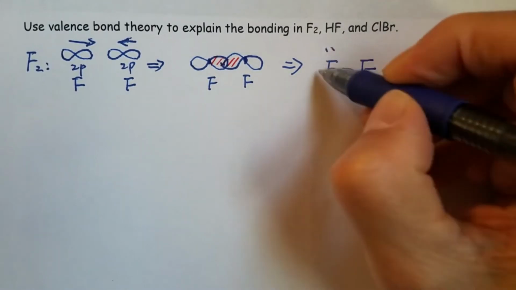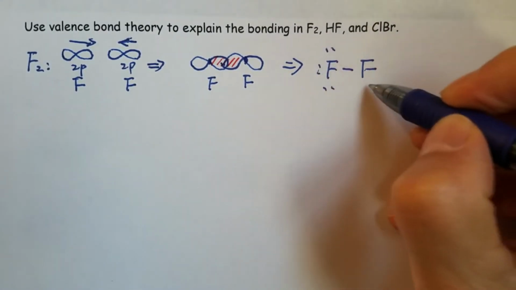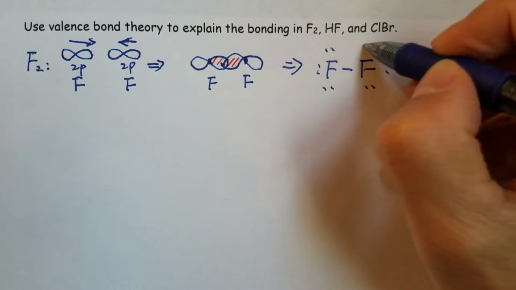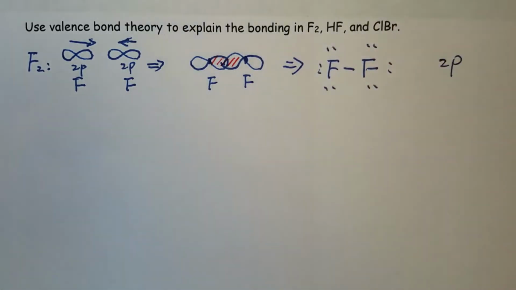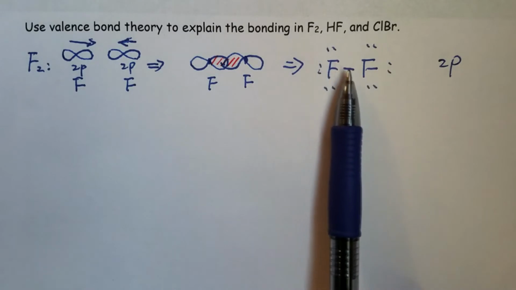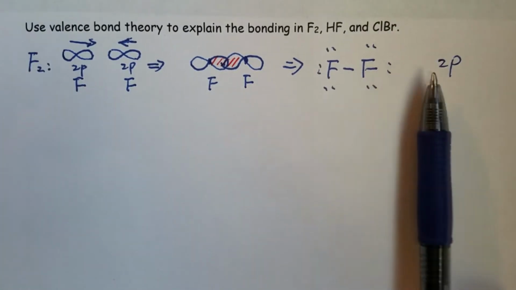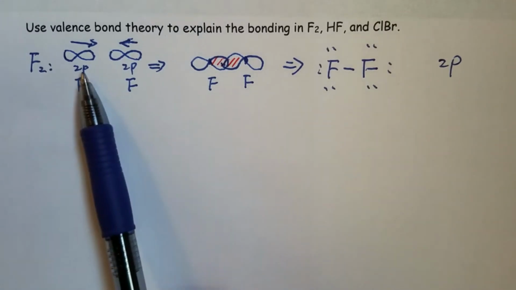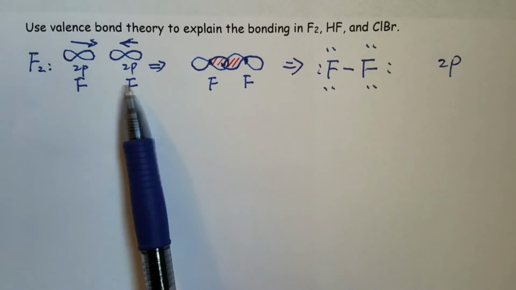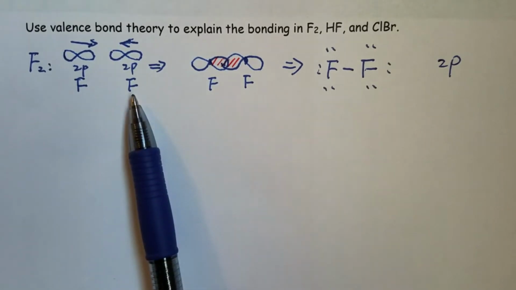But if you draw the correct Lewis structure, of course, you still have lone pairs. Therefore, the sigma bond in the F2 molecule is contributed by the 2p orbitals, so 2p orbitals from each of the fluorine atoms.